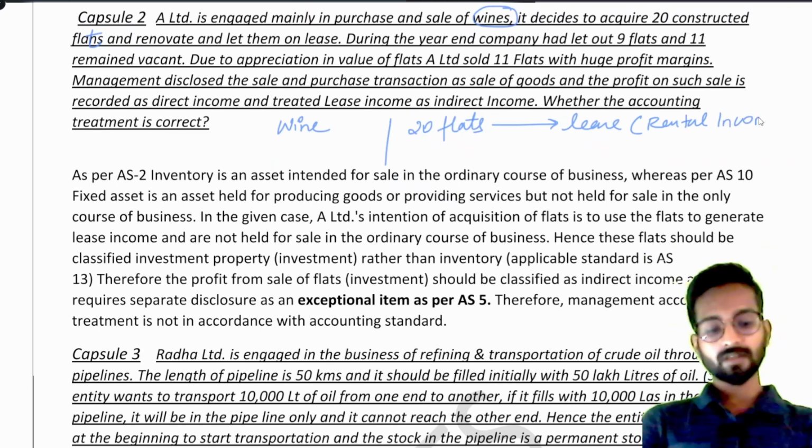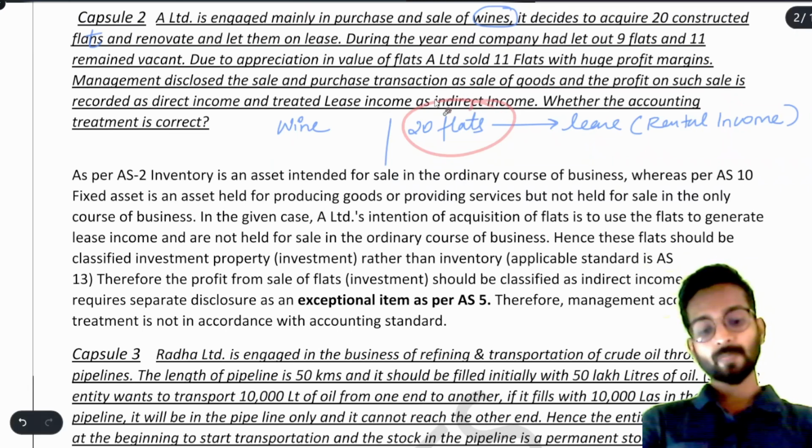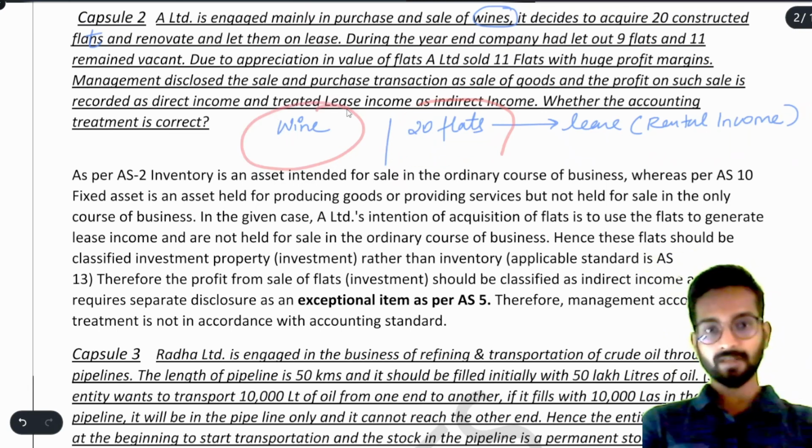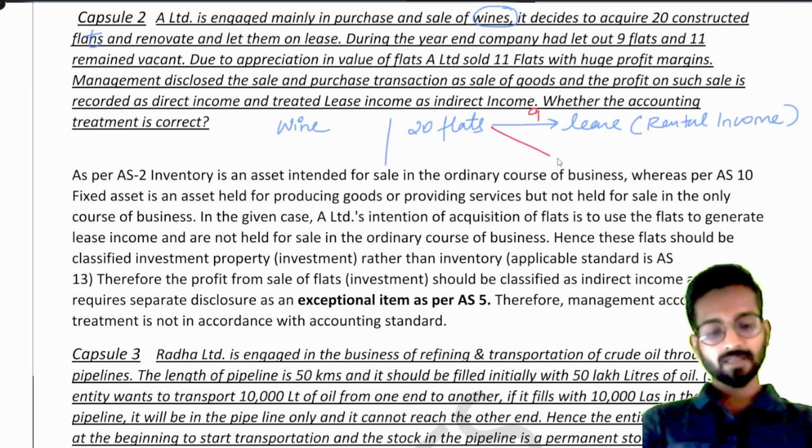Which income? Rental income. Okay, now understand. Why? To understand this is very necessary. They are not constructing 20 flats to resell them into the market. Okay, this is the first thing. Second is, flat construction is not their ordinary course of business. Their ordinary course of business is wine. Okay, now during the year end, company had let out 9 flats and 11 remained vacant. It means they are saying out of 20, 9 were put on lease and 11 flats are vacant. Okay, means they are empty and nobody has come there. It is not on lease.